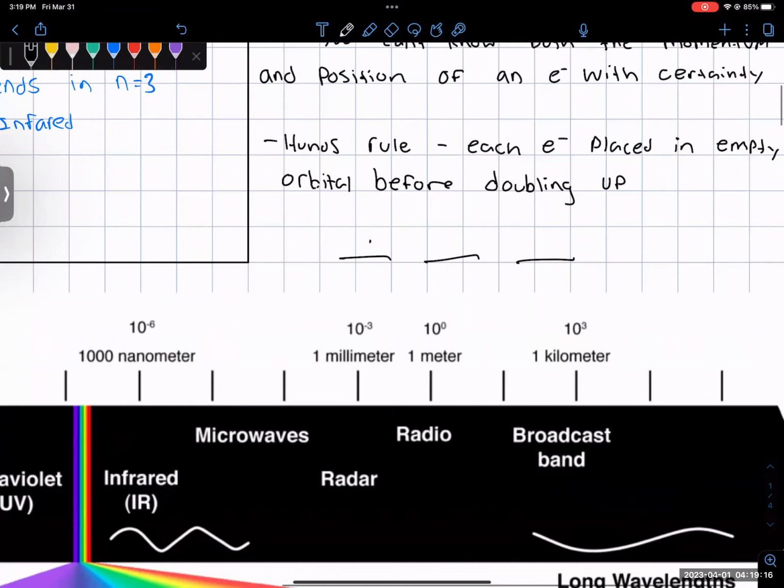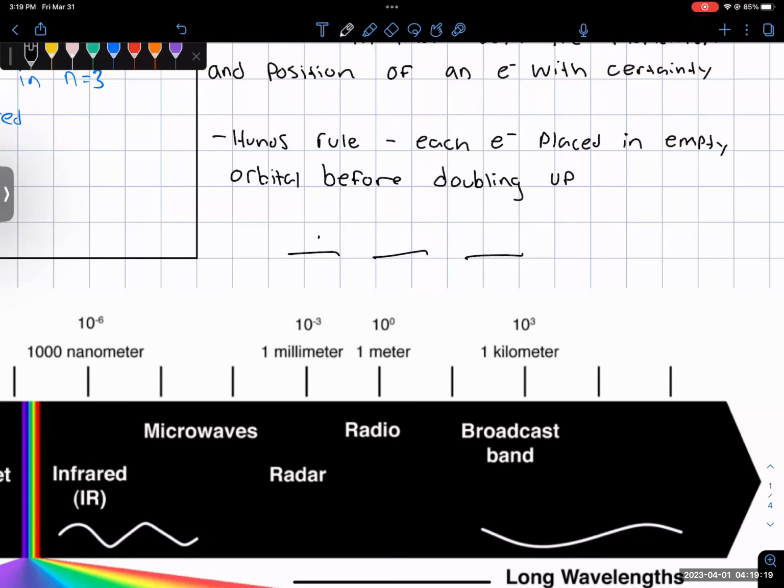So this is where I was going before. The way I was filling in the orbitals was actually incorrect. This is the correct way to fill your orbitals. This is called Hund's rule, H-U-N-D. Each electron is placed in an empty orbital before doubling up. What I was doing before was incorrect. The way you should do it is put one electron here, one here, and one over here, so everybody gets one.